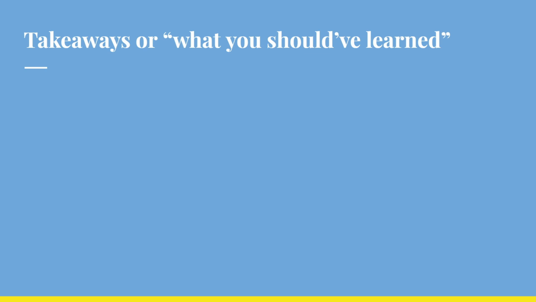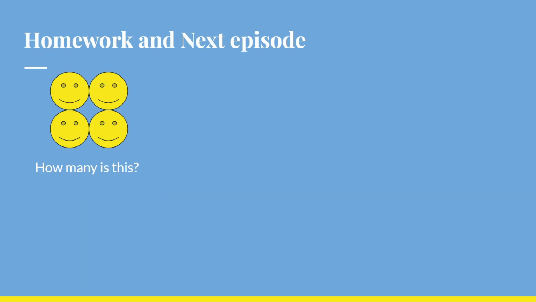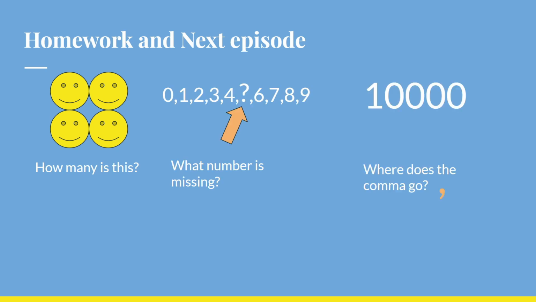Alrighty, and here are the takeaways and what you should have learned. First of all, 0 and what it is. You should know what 0 is. You should understand how to count, and you should also know what a number is. Here's a little homework for next episode. How many is this? What number is missing in this sequence? And where should the comma go in this number? I'm going to give you a second to pause before I reveal the answers.